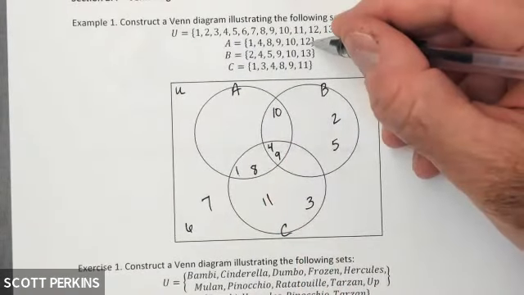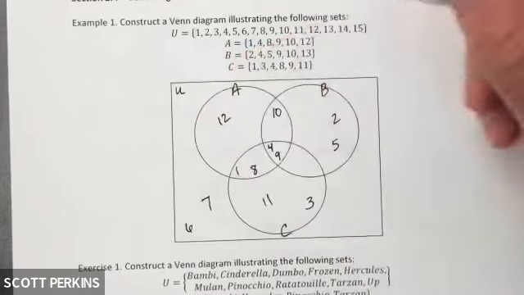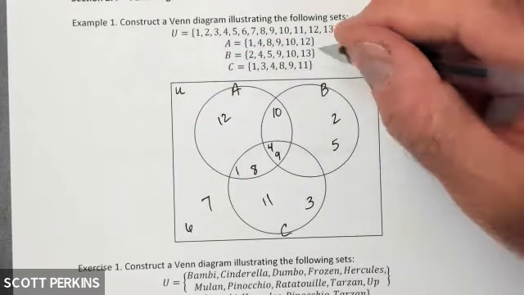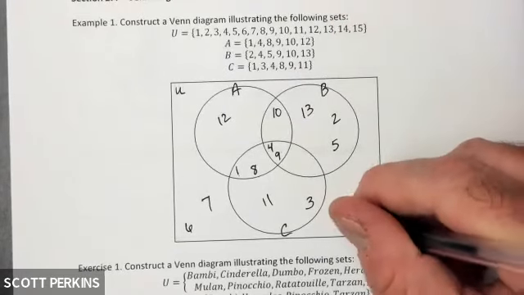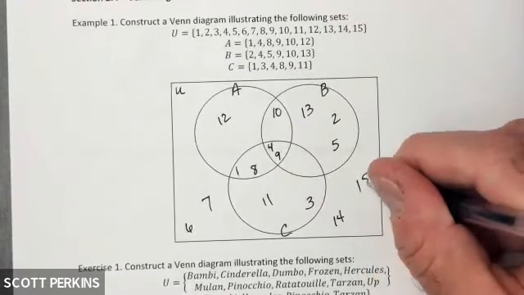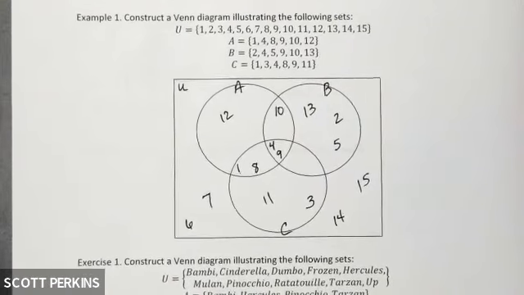12 is only in A. 13 is only in B. And 14 and 15 are not in any of those, so I'll put 14 and 15 in the box.